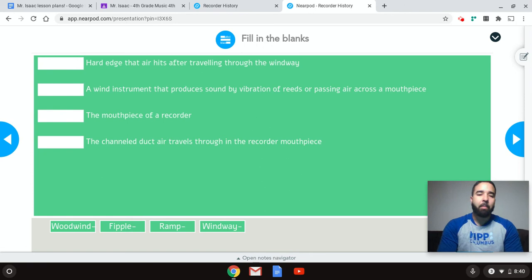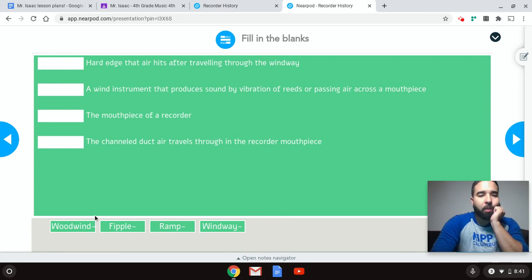So we have 4 blanks here. I'm going to go through each of these with you slowly but surely. If you can figure it out on your own without my help, then go ahead and do it now. But I'm going to talk through each of these and get them done together. The first one says, hard edge that air hits after traveling through the windway. I'm going to say it's not windway because the word windway is already in there.